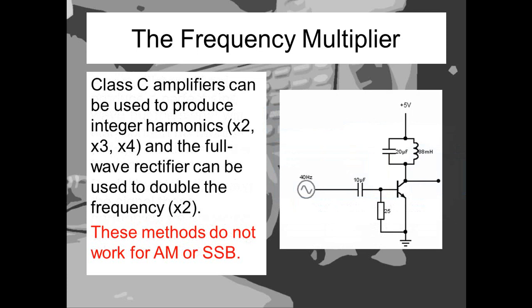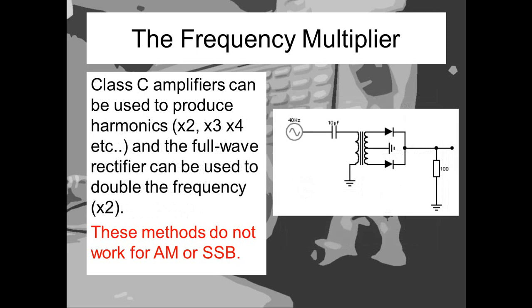You can use something called a frequency multiplier. A Class C amplifier can actually be used to produce integer harmonics, such as times 2, times 3, times 4. Okay, and also the full wave rectifier can be used to double the frequency. But these methods will not work on AM or SSB. Remember, a Class C amplifier will only really reproduce the frequency and then multiples of. Okay, it can't deal with the amplitude of the waves. So if you're trying to create a higher frequency with FM or CW, this is one way that you could do it.